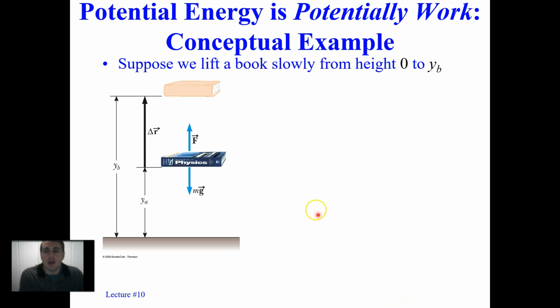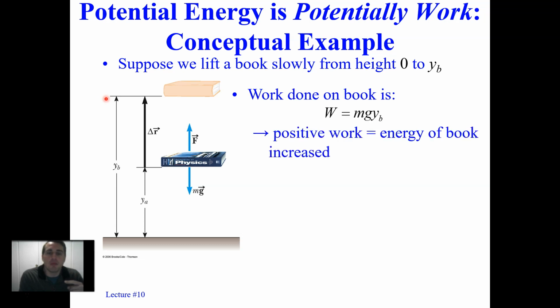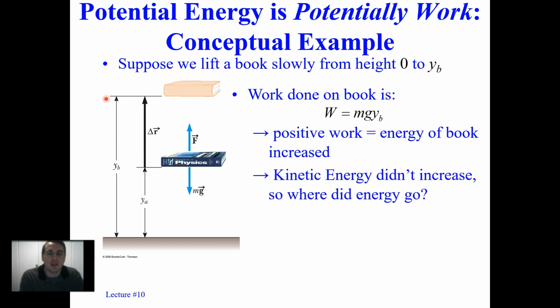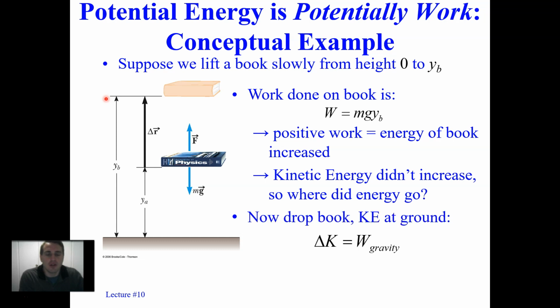Okay. Suppose we lift a book slowly from height 0 to yb. Now, instead of thinking about height, let's instead think about a y-axis. So the work done on the book is mgyb. Since there's positive work done on the book by, let's say, a hand lifting up the book, the energy of the book increases, but the kinetic energy did not increase, so where did the energy go?